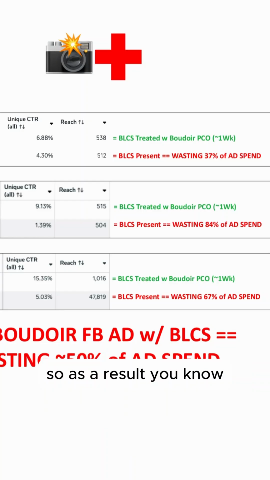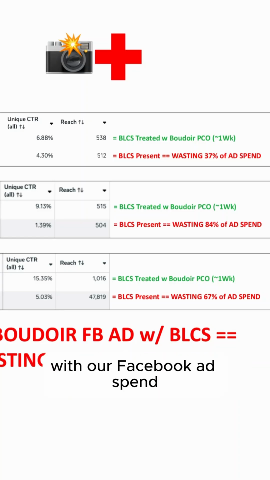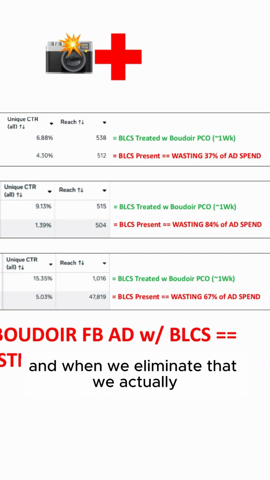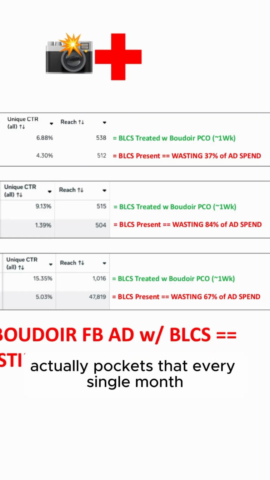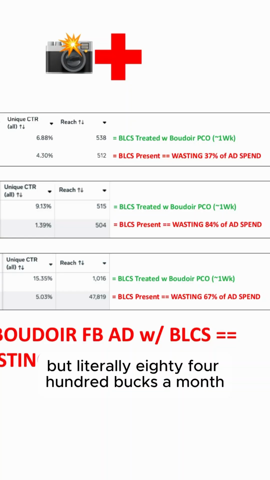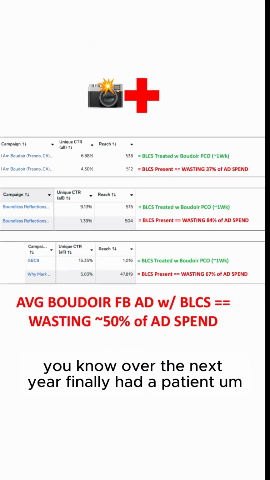So as a result, we're eliminating $8,400 a month in wasted Boudoir Facebook ad spend. And when we eliminate that, the business owner actually pockets that every single month, kind of like a phantom bonus, phantom profit. They don't need to serve any clients, but literally $8,400 a month. That's like 100 grand over the next year.